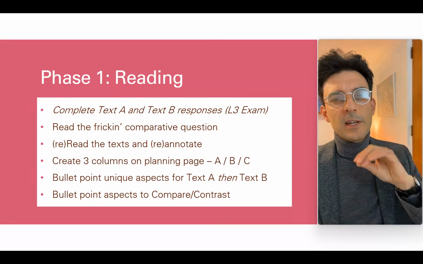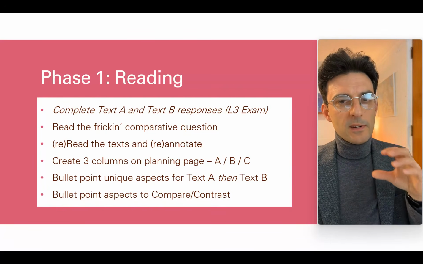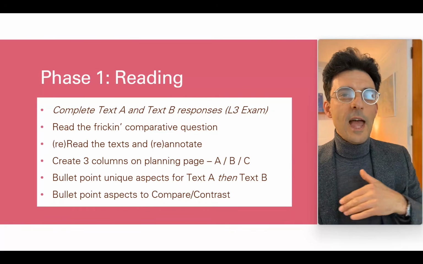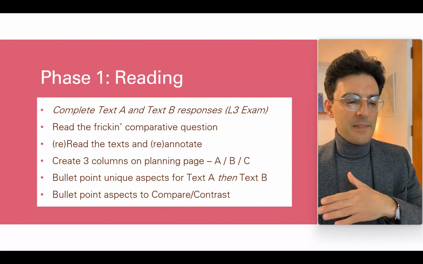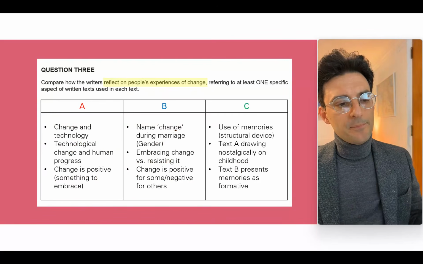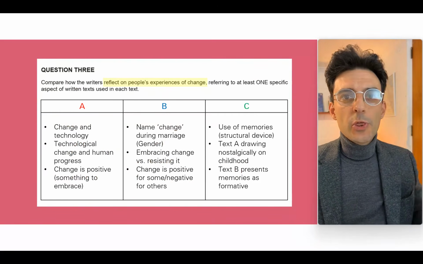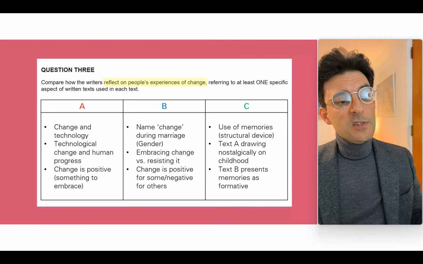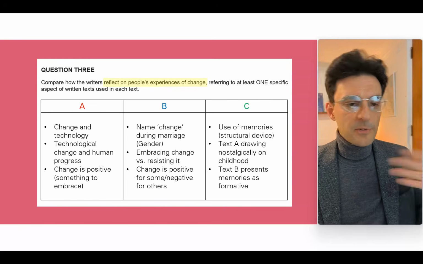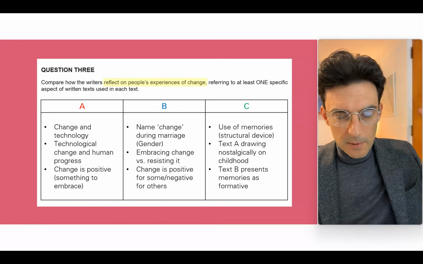So this is where you're looking at those similarities and differences really, really carefully. So you're basically going to work through these 3 columns, and this is going to be a really quick plan that you do. And I'll show you what this might look like in theory. Okay, so looking at question 3 from 2023, this is what it was. Compare how the writers reflect on people's experiences of change, referring to at least one specific aspect, blah, blah, blah.